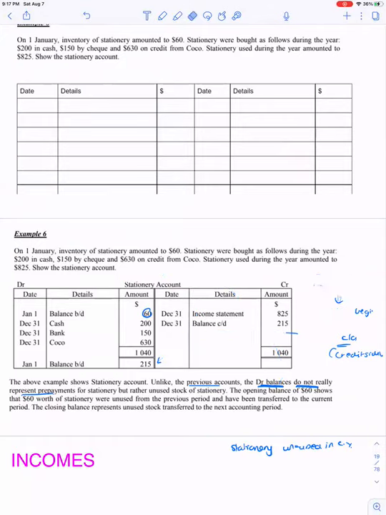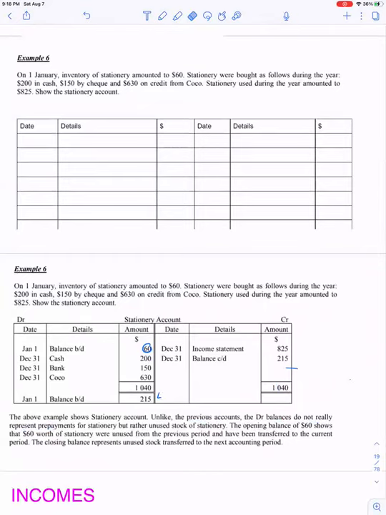Okay, let's proceed with the stationery account. Though it is an expense account, the opening balance does not represent prepaid or outstanding. It would represent a stock of stationery. So this was something different when we talk about the stationery account. The opening balance represents the stock of stationery at the beginning of the year, brought forward from the last year. The closing balance represents stationery unused at the end of the year.